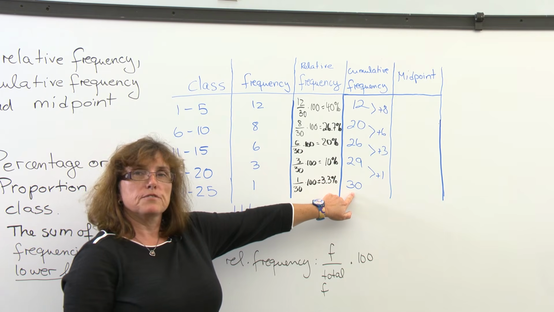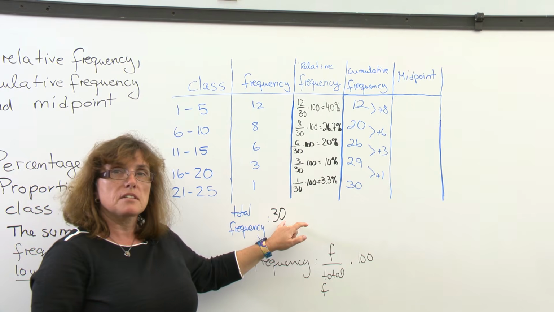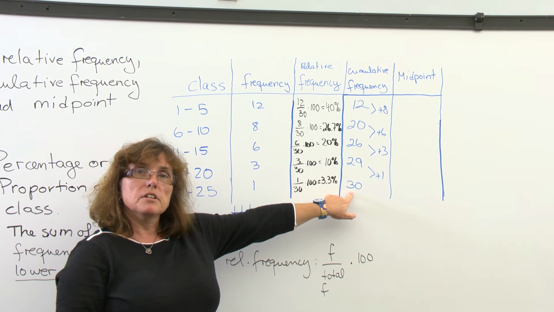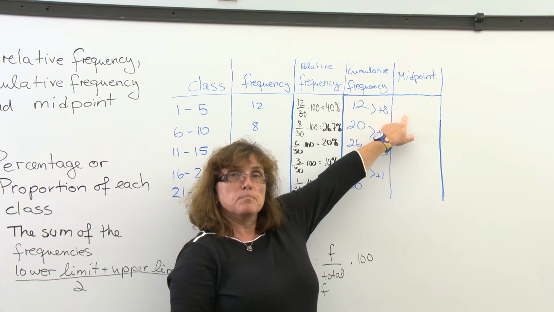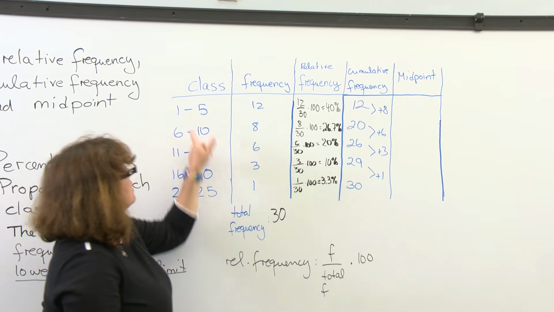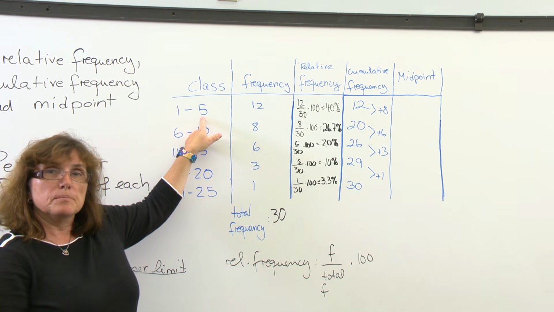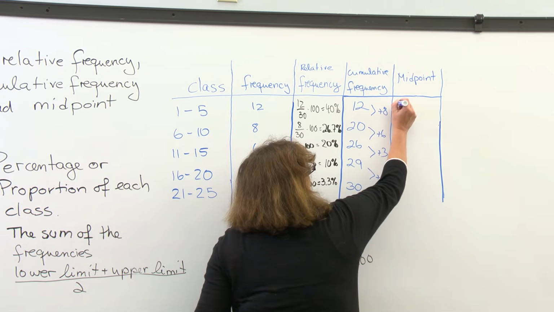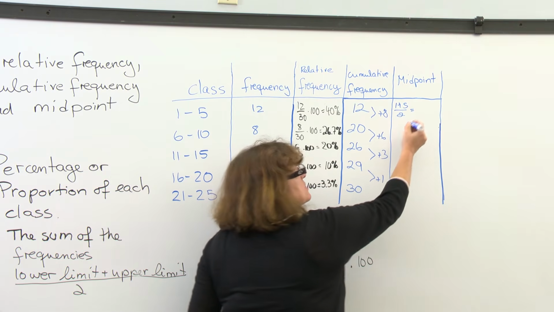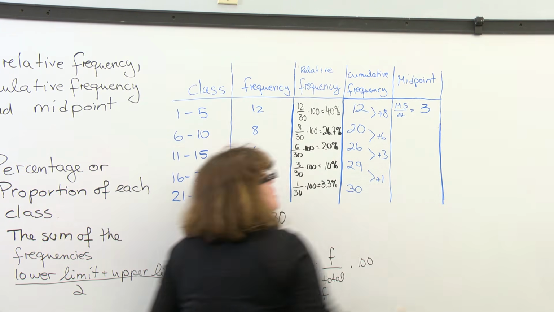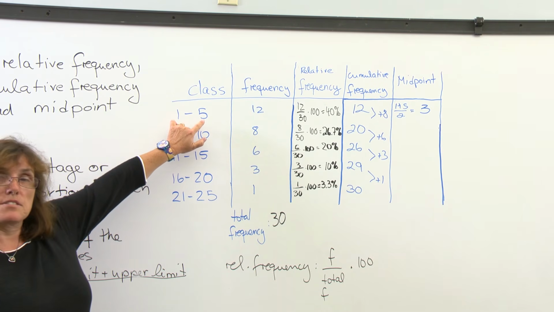Now the cumulative frequency of 30 and the total frequency of 30, they have to be the same. If you get a different number here, you may need to recalculate. Now let's find the midpoint. The midpoint: the lower limit, 1, plus the upper limit, 5. 1 plus 5, and we divide this by 2. 1 plus 5 is 6, divided by 2 is 3. So the first midpoint for the first class between 1 and 5 is 3.